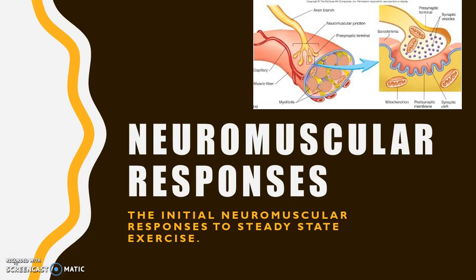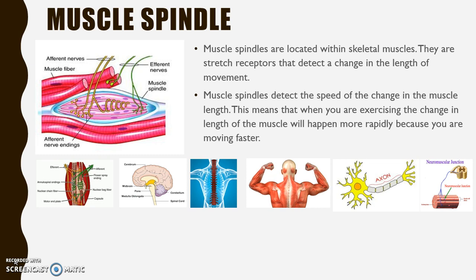The neuromuscular responses. The muscle spindles. Muscle spindles are located within the skeletal muscles. They are stretch receptors that detect the change in length of movement. Muscle spindles detect the speed of the change in the muscle length. This means that when you are exercising, the change in length of muscle will happen more rapidly because you're moving faster. During muscular contractions, these muscle spindles send information to the central nervous system via the nerve fibers, and this information can be processed to the brain to determine the movement of a muscle.